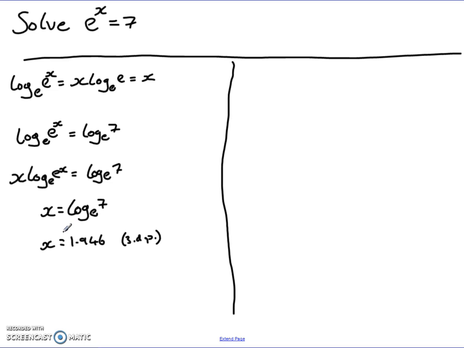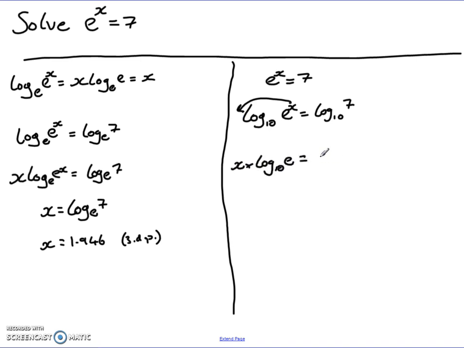But it doesn't matter what way we do or what we use as a log. So for example, imagine I take the e to the x equals 7, and I then take log to the base 10 of e to the x equals log to the base 10 of 7. Well, the rules can still be the same. My top here can still go down in the number in front, and I get x times log to the base 10 of e equals log to the base 10 of 7.